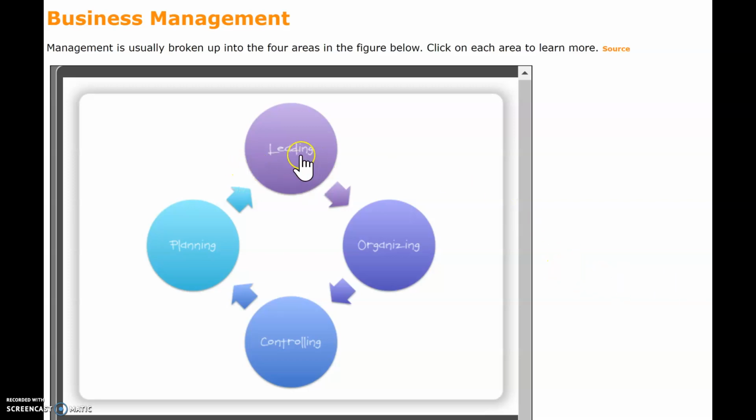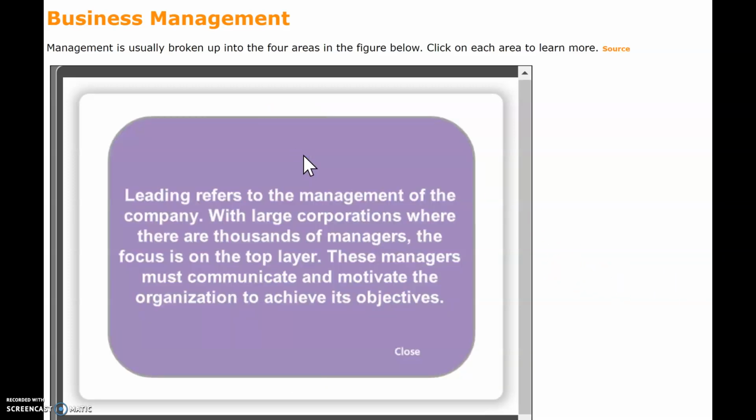We'll start with leading. Leading refers to the management of the company. With large corporations where there are thousands of managers, the focus is on the top layer. These managers must communicate and motivate the organization to achieve its objectives.